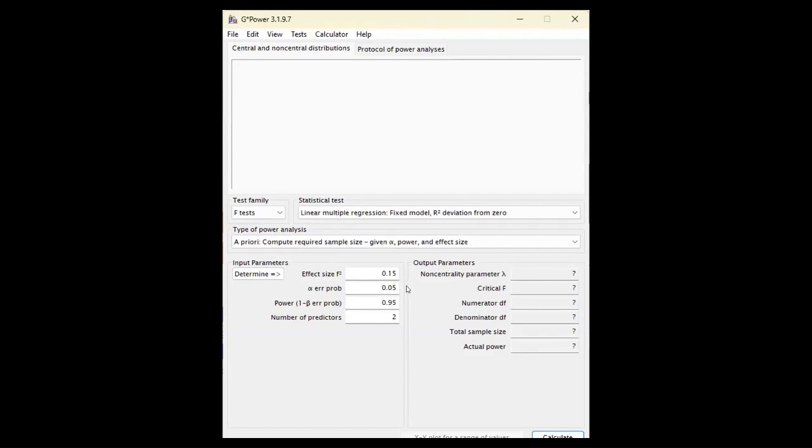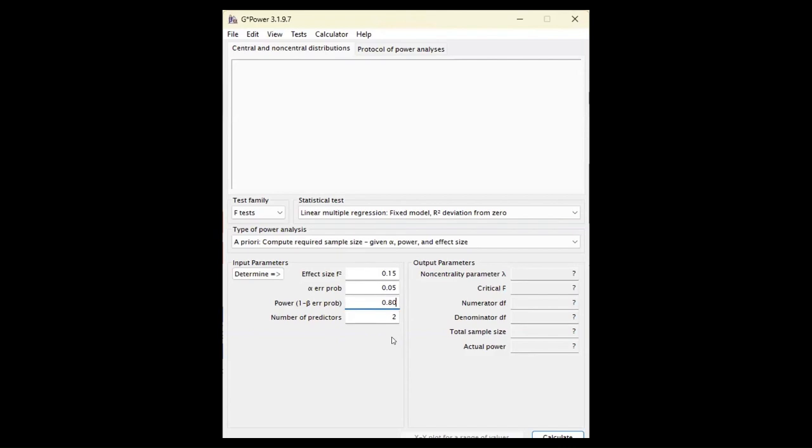Or if there is absolutely no previous research, we may be a bit conservative and consider something between a small and medium effect size, not fully medium. For alpha, we consider it like a p-value, 0.05. But for power, 0.95 is too much. 80% would be more than enough for a good power. And for number of predictors, I consider two here.